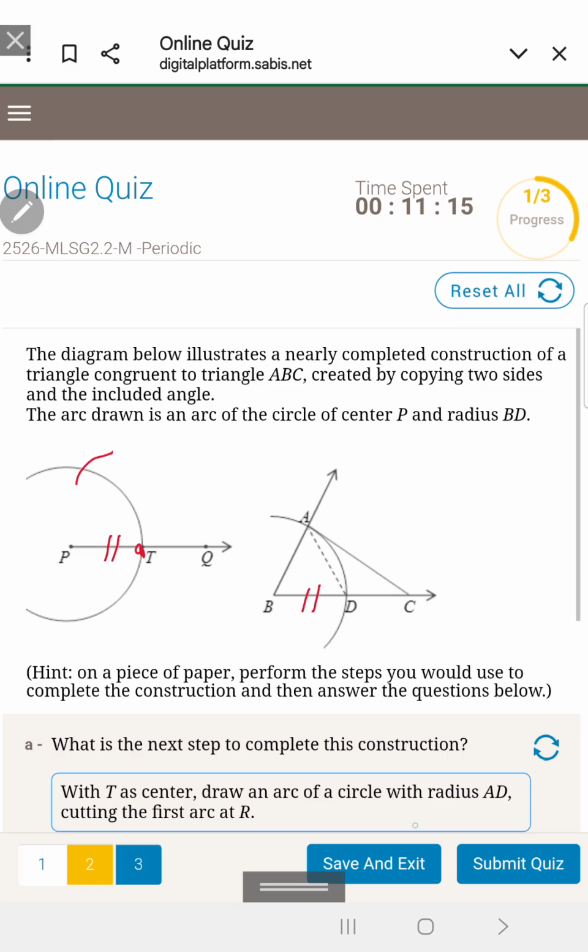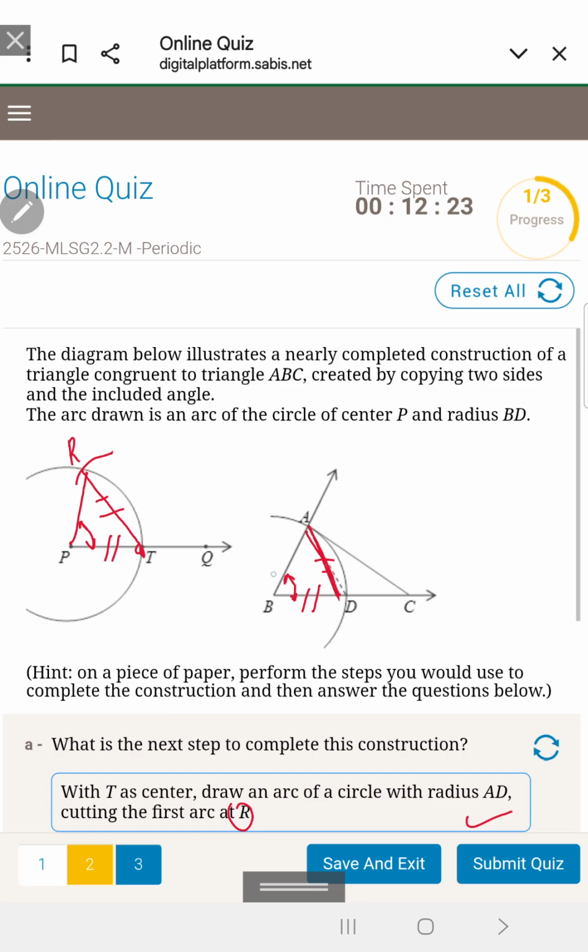And this means this option must be chosen with T as the center in order to ensure that AD, this length, is equal to T and this point here, as they say R. So put R here. So now we ensure that this length TR is equal to AD. Like this, we are copying the angle B here. So if you connect this to this, you ensure that these angles are equal, angle B and angle P.